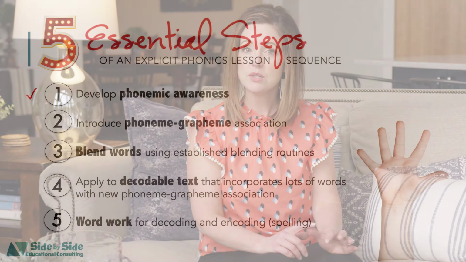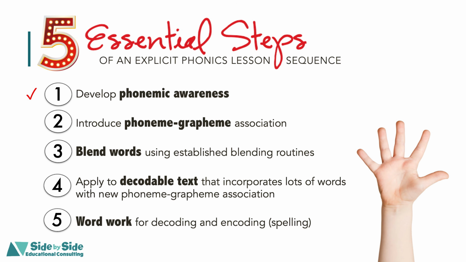We've been working on a video series on explicit systematic phonics instruction, and one of the things we've been breaking down are the steps to making an explicit lesson for phonics. So far we've looked at steps 1 and 2. Step 1 was a phonemic awareness warm-up, and step 2 was explicit instruction around a phoneme-grapheme association, so introducing that in an explicit way. Once we've introduced that phoneme-grapheme association or sound spelling, from there, we're going to teach kids how to blend words, and that's step 3.